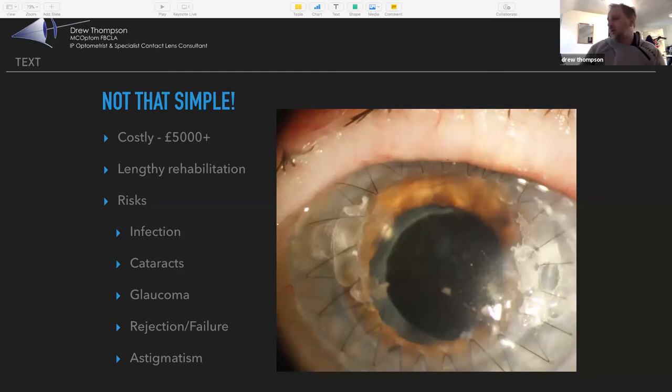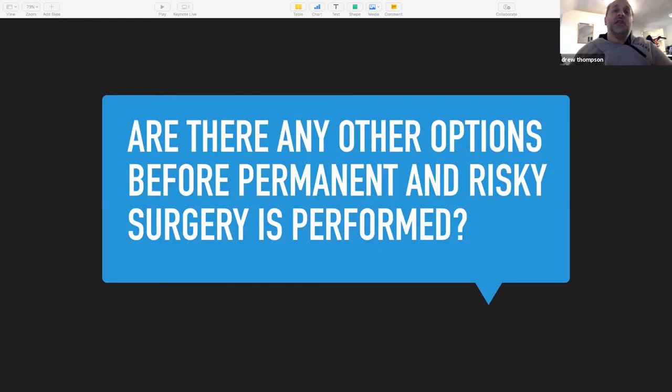They don't really need to be going through quite complicated surgery at that time in their life. It's also quite costly. Obviously, here in the UK, that's not so much of an issue for the patient, because they don't pay this money. But this was written a few years ago, so I'm sure that price has rocketed recently. But it's £5,000 plus for a cornea graft, plus the lengthy rehabilitation, and obviously the risks involved with that surgery. So, are there any other options?